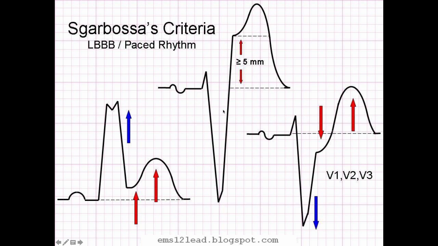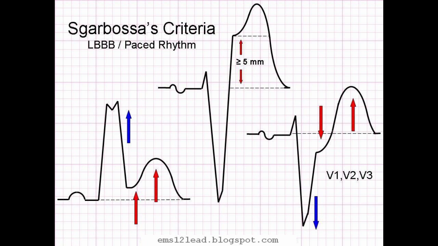The one in question is excessive discordance here, greater than 5 millimeters. So we've got this negatively deflected QRS complex, but we have this excessively discordant ST segment and T wave. So it should be discordant, but it is excessively discordant. So here, we're gonna call it in and say, hey, what do you think about this? Because this is your 2-pointer, and this is kind of your gray area.